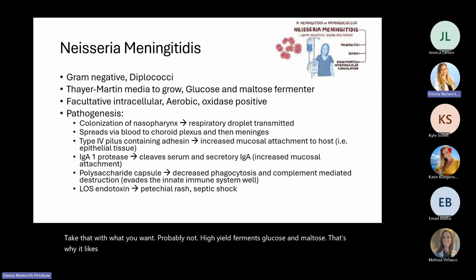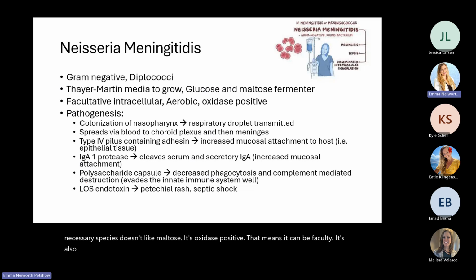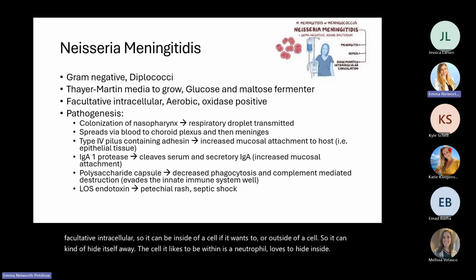The maltose detail also distinguishes it from N. gonorrhoeae. So the other Neisseria species doesn't like maltose. It's oxidase positive. It's also facultative intracellular, so it can be inside of a cell if it wants to, or outside of a cell, so it can kind of hide itself away. The cell it likes to be within is a neutrophil, loves to hide inside a neutrophil.